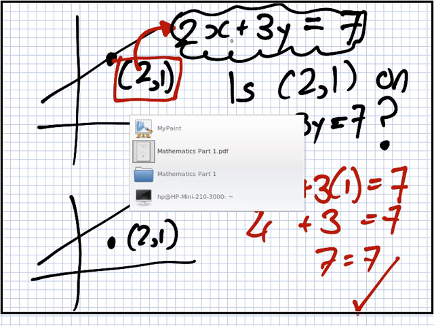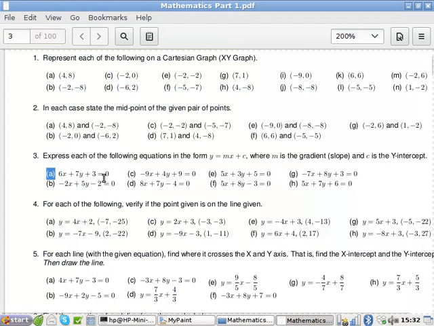So the one for you to try, let's see. Here is the line, and here is the point. I want you to check, is this point on this line? That's what I want to know. Can you see it okay? This one here.